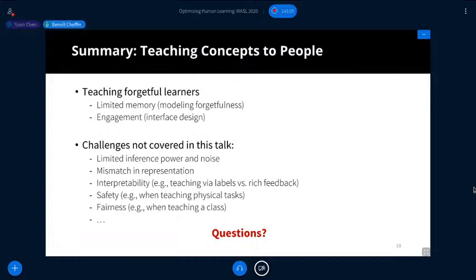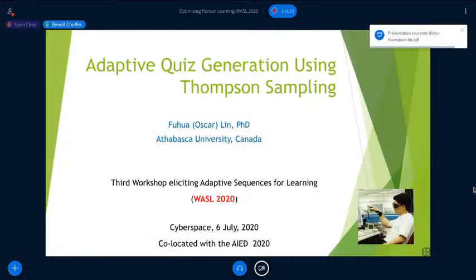Oh, okay, great. We can talk about this later, because I've done some experiments around that also. Okay, perfect. Thanks a lot, Yusin, for this great talk. Now we are going to move on to the next talk, which will be presented by Fu-Hua Lin.